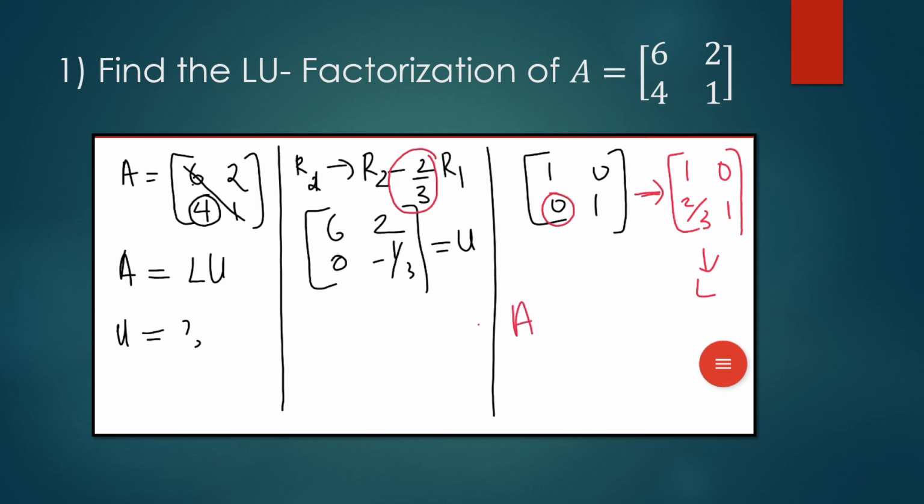So A can be written as L into U, where L is [1 0; 2 by 3 1] and U is [6 2; 0 minus 1 by 3], which is in the factorized form.